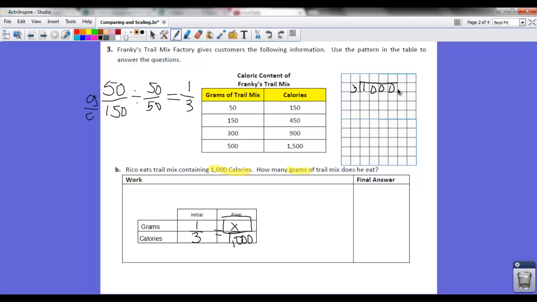Okay, so what is 50 divided by 50? It gives me 1. What is 150 divided by 50? 3. So what this tells me is that for every 1 gram that I eat, that's 3 calories. So for each gram of trail mix I eat, I'm going to have eaten 3 calories.